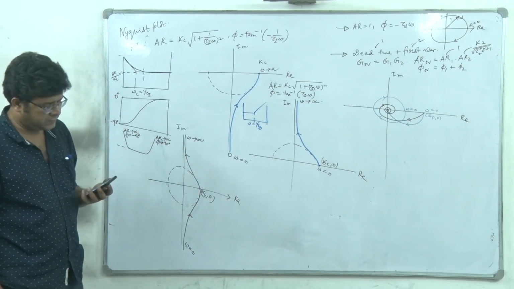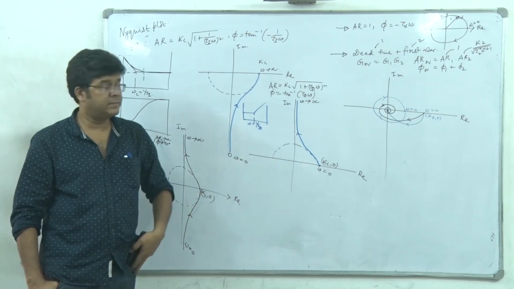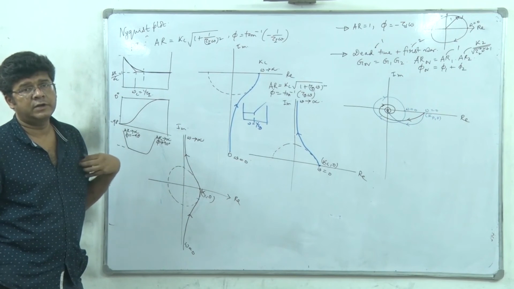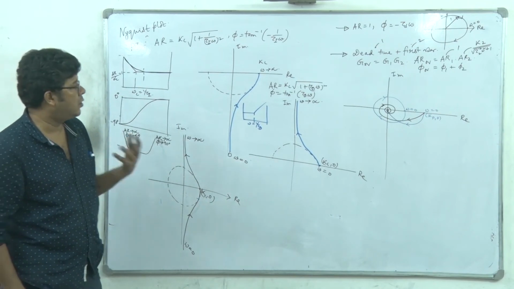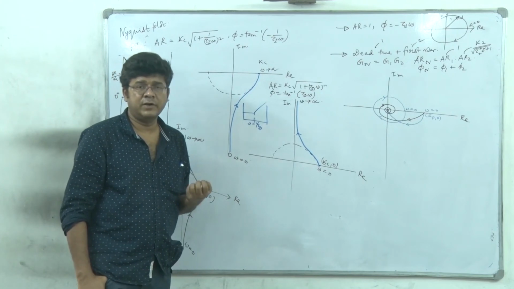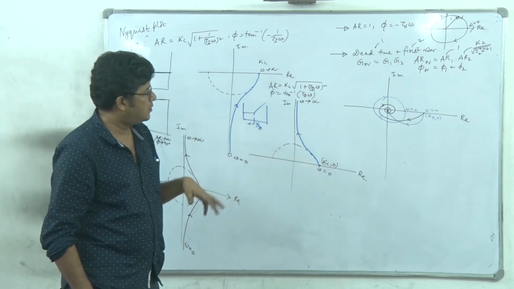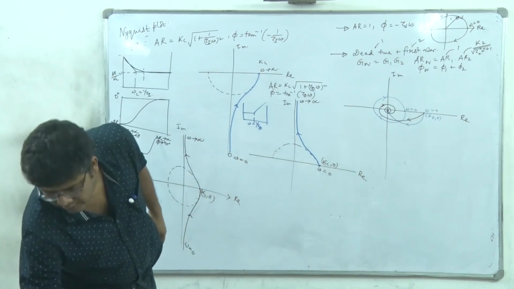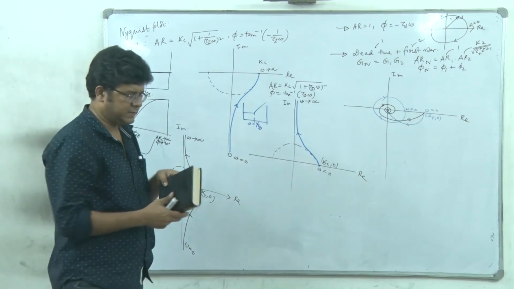Now what we will try to do right now is repeat the same problem that we have solved for the open loop Bode plot, whatever we have generated. The same system we will consider, and we will try to construct the Nyquist plot of that system.